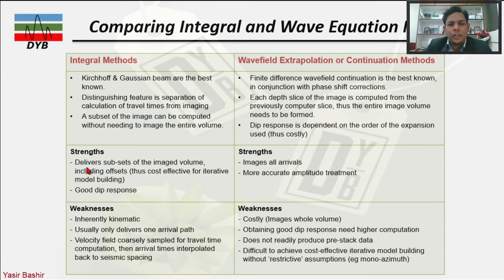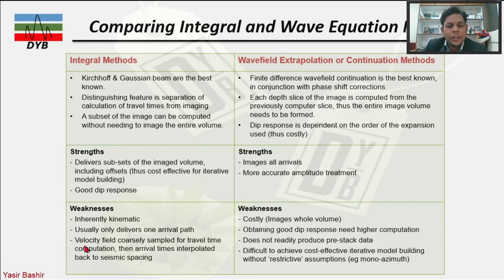And there are some strengths of this migration. It delivers a subset of the image volume, including the offset, and it is also cost effective and allows interactive model building. In this you can use interactive velocity analysis. It also gives a good dip response. Let's say you have a 90 degree dipping reflector, or 80 up to 90 degrees, it can give a better response. It is based on your acquisition parameters as well as the velocity model. There are also some weaknesses of the integral method.